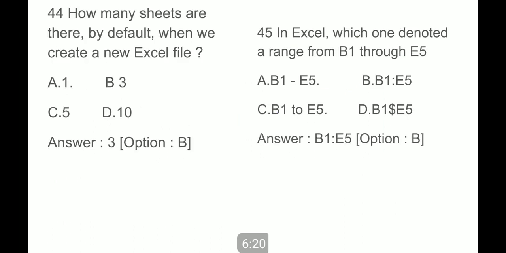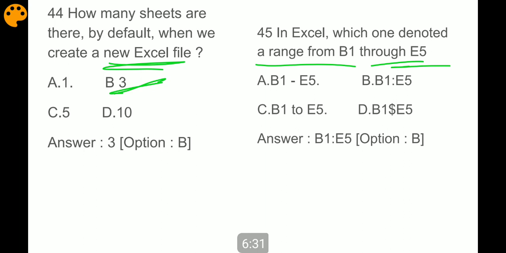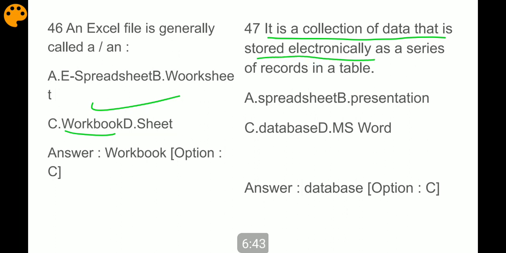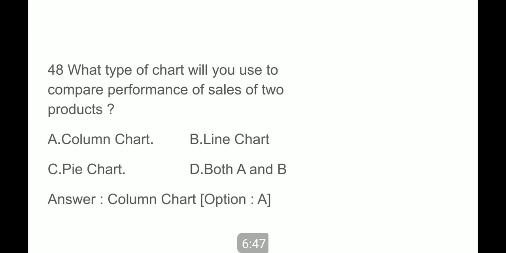How many sheets are there by default when we create a new Excel file? 3. In Excel, which one denotes a range from B1 through E5? B part. B1 is to E5. An Excel file is generally called C, workbook. It is a collection of data that is stored electronically as a series of records in a table, database. What type of chart will you use to compare performance of sales of two products?